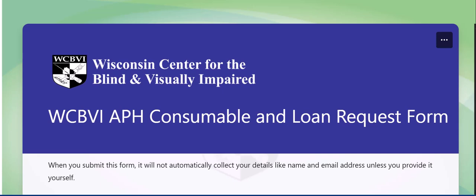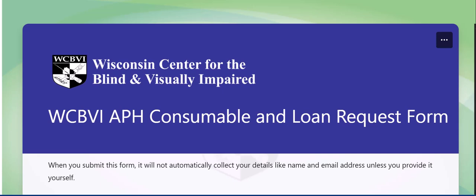The form that you are seeing on this screen can be found on various parts of the WCBVI website, and it may have been sent to you as an email link. This form is a Microsoft form, and although we will be going through this form using the standard click and point with a mouse method, it is a fully accessible form that is usable with JAWS, NVDA, screen magnification, and other forms of assistive technology. So let's go ahead and get started.